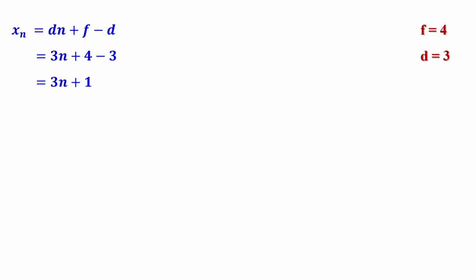This means all the terms of this sequence are of the form 3n plus 1, that is, a multiple of 3 plus 1. 3n means 3 into n, it is a multiple of 3. So all the terms of this sequence are of the form a multiple of 3 plus 1. You can see the first term is 4, that is 3 plus 1. Second term is 7, that is 6 plus 1. Third term is 10, that is 9 plus 1. So all the terms of this sequence are of the form 3n plus 1, a multiple of 3 plus 1.